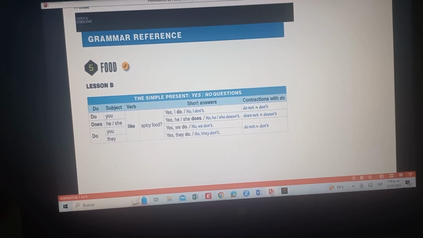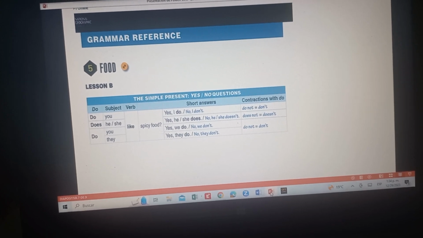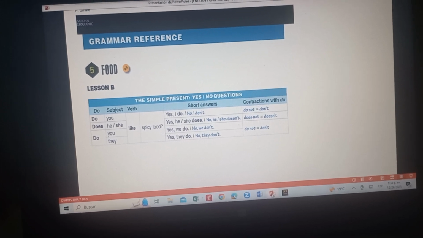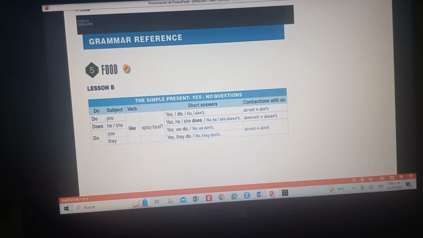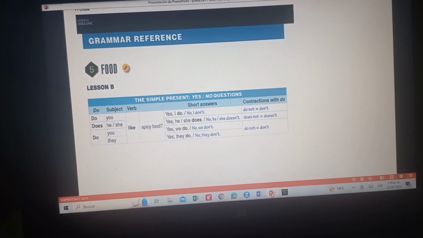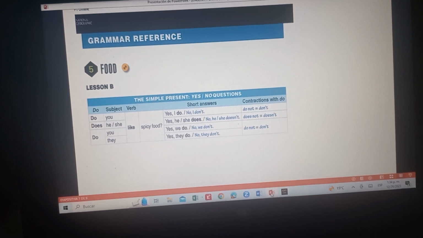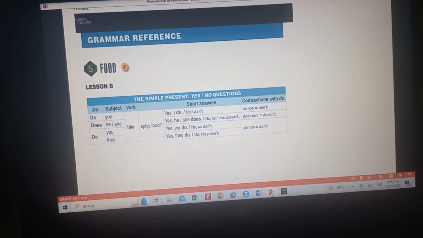Okay? Also, we are going to continue with the simple present yes/no questions. In this kind of sentence, we have to answer yes or no according to the question. For example, we have here the auxiliary do or does according to the subject. For example, it says, do you like spicy food? Maybe you say, yes, I do, or you say, no, I don't.